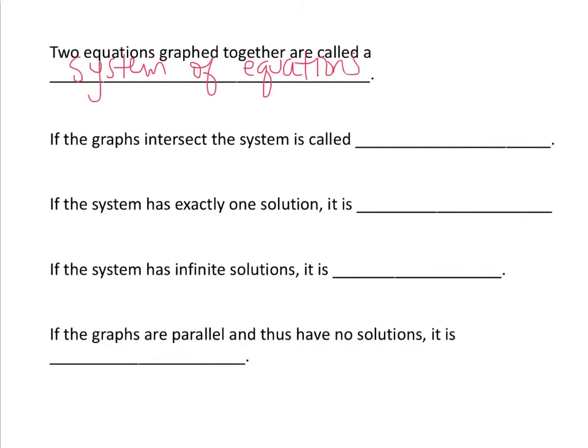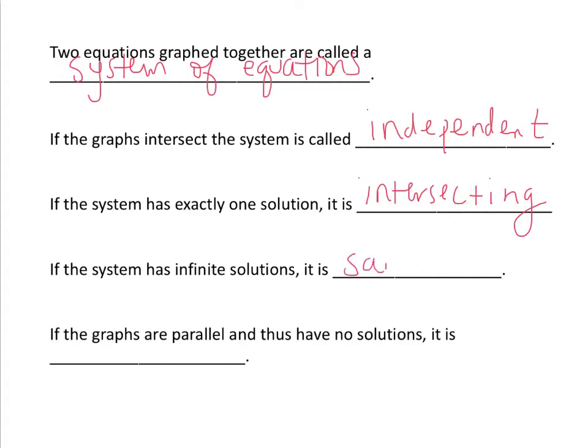If the graphs intersect, the system is called independent. If the system has exactly one solution, it is called intersecting. They intersect to form exactly one solution. If the system has infinite solutions, it is the same exact line. That means that every solution is an answer. If the graphs are parallel and thus have no solutions, then it is just called parallel.